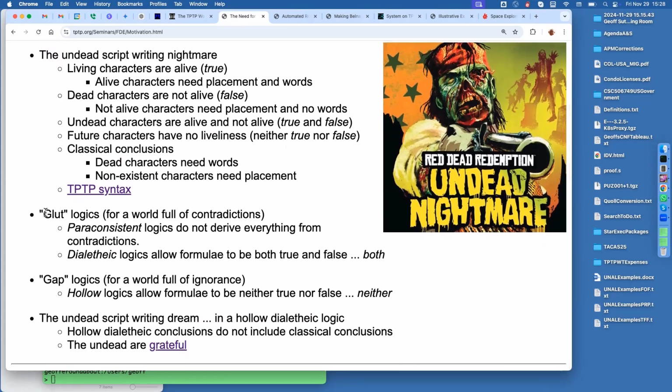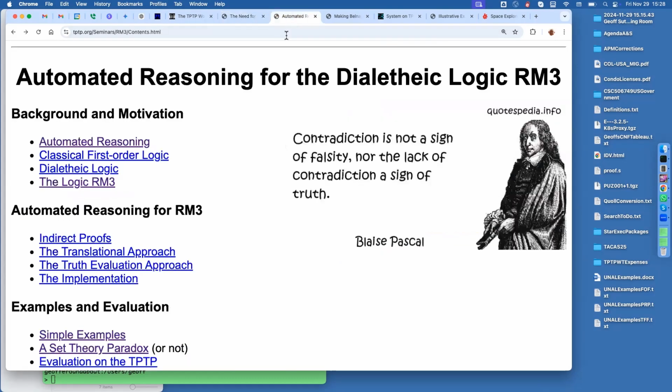So we have these glut logics. And this is what you were talking about. This is allow things to be the truth value both. You are both true and false at the same time. We have gap logics where you are neither true nor false. And that's the four-valued logic. And the version I use is FDE. But then we can also look at a three-valued logic. This is a simpler one, three-value. You have true, false, true and false. So you can do paraconsistent logic, logic of paradoxes.